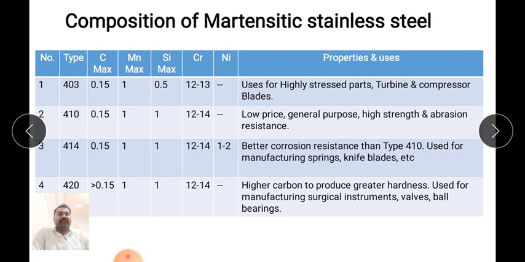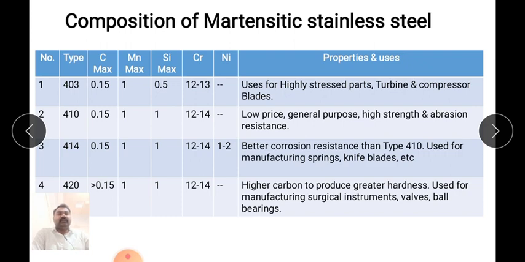410 is low price, general purpose, with high strength and average corrosion resistance, which contains 0.15% carbon, 1% manganese, 1% silicon, 12 to 14% chromium. Here we can observe that chromium is the major constituent in stainless steel. That stainless steel may be of martensitic or ferritic type. Okay, and on the basis of the percentage of chromium, it is known as stainless steel.